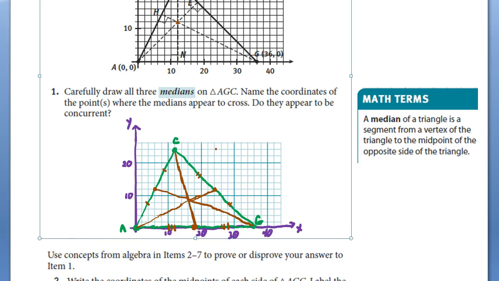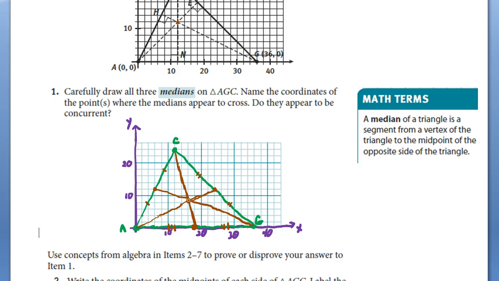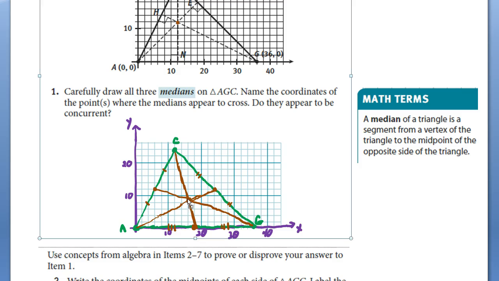Do they appear to be concurrent? Well, yeah, it kind of looks like they do. It looks like all 3 of them touch right there in that position. It says name the coordinates where the medians appear to cross. I think that is maybe, let's see, that's 10, 12, 14, 16, comma 8. That looks to be about 16, comma 8.